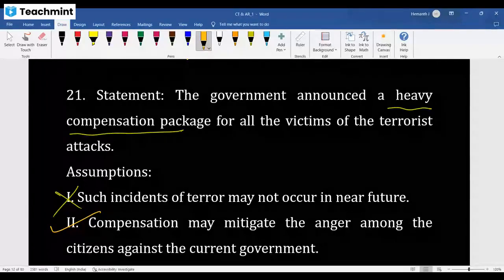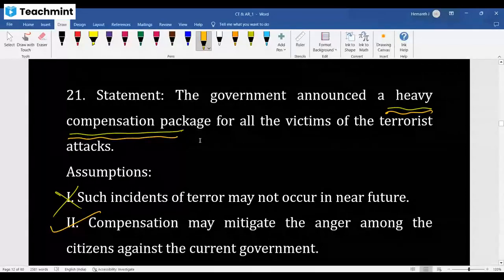To reduce their anger or sorrow, whatever it may be, they are feeling bad. So to come out of that, they are announcing some compensation. That too, a heavy compensation package is announced. So that's why the second conclusion is correct, not the first one. A heavy compensation package for the victims will not stop terror attacks in future. That's not at all correct.